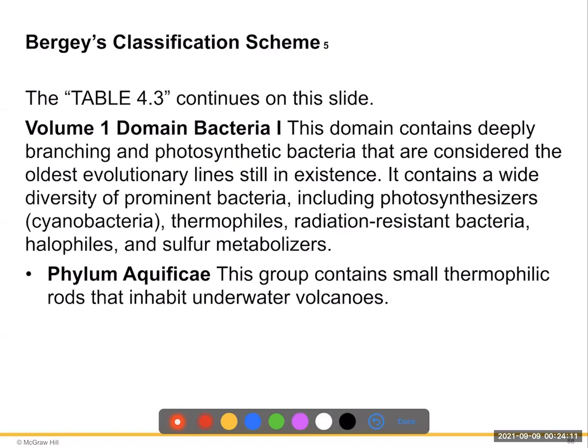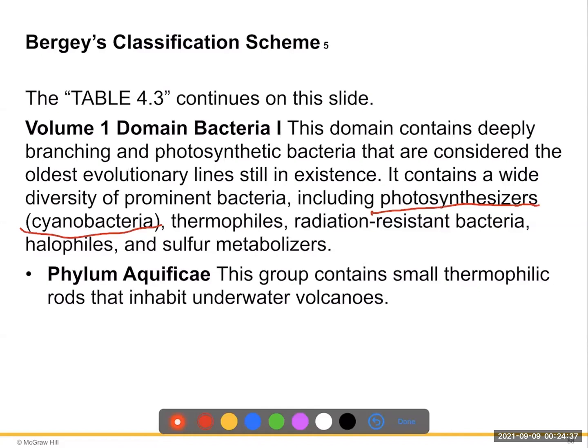All right, in volume 1, domain Bacteria. This domain contains deeply branched and photosynthetic bacteria. Consider the oldest evolutionary life still in existence. It contains a wide diversity of different common bacteria. They're called photosynthesizers. They use sunlight for energy, like cyanobacteria, blue-green algae.